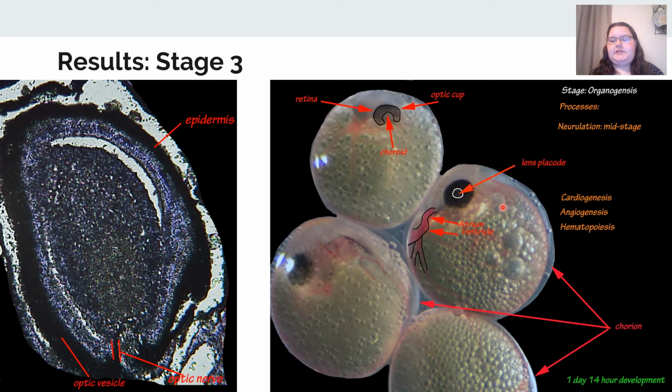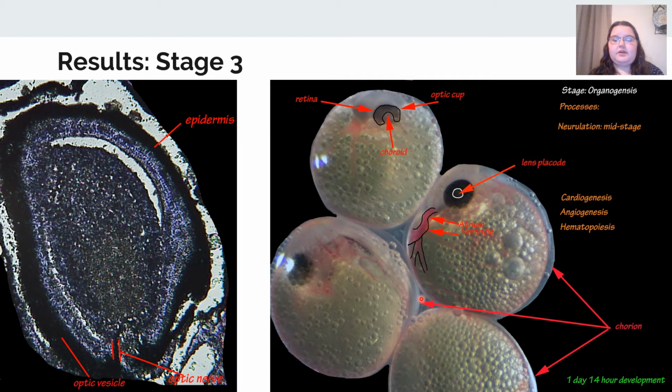Another process in this organogenesis stage is cardiogenesis, which is the creation of the heart. As you can see here, there's an atrium and ventricle. Angiogenesis is also occurring, which is the creation of blood vessels. As you can see here, you have two primary blood vessels coming off the heart. And then hematopoiesis is also occurring, which is just the creation of red blood cells, as you can see in the red coloration in the embryos.